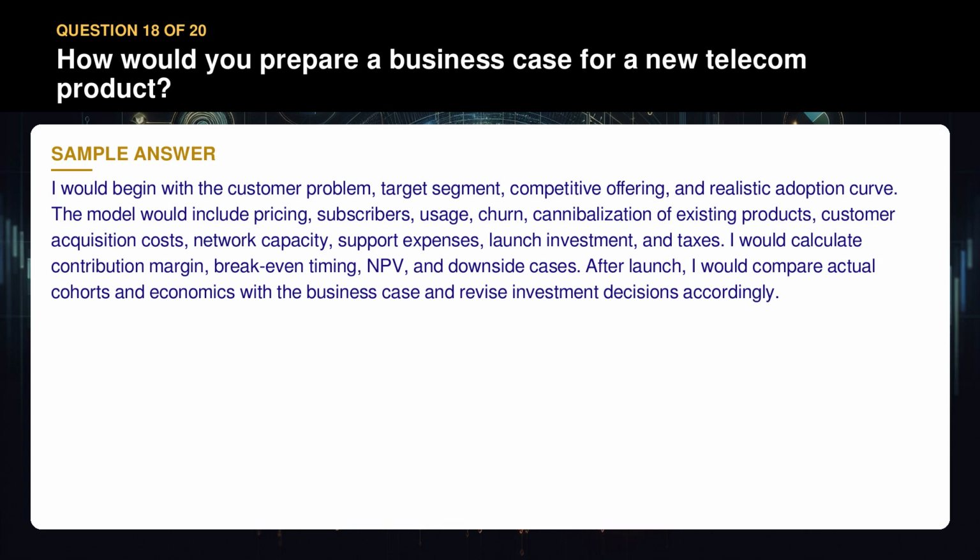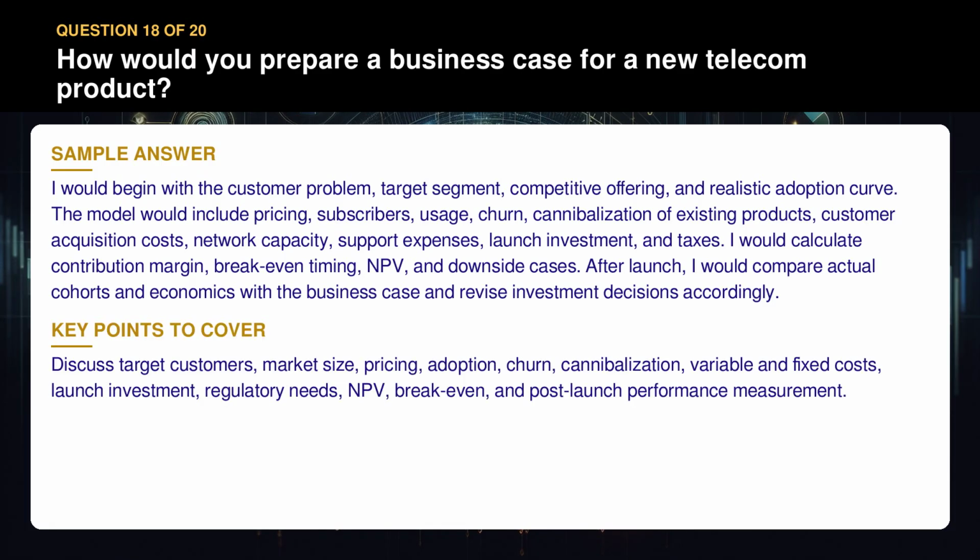The model would include pricing, subscribers, usage, churn, cannibalization of existing products, customer acquisition costs, network capacity, support expenses, launch investment, and taxes. I would calculate contribution margin, break-even timing, NPV, and downside cases. After launch, I would compare actual cohorts and economics with the business case and revise investment decisions accordingly. Discuss target customers, market size, pricing, adoption, churn, cannibalization, variable and fixed costs, launch investment, regulatory needs, NPV, break-even, and post-launch performance measurement.